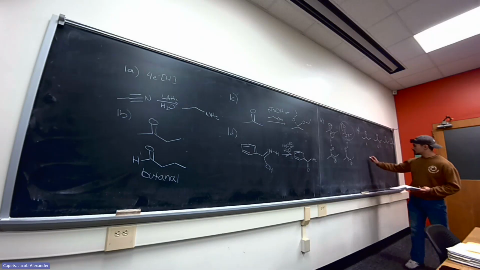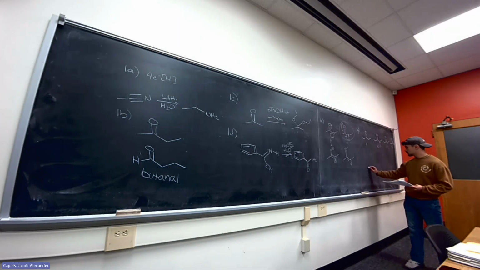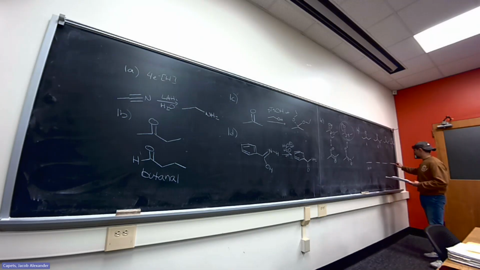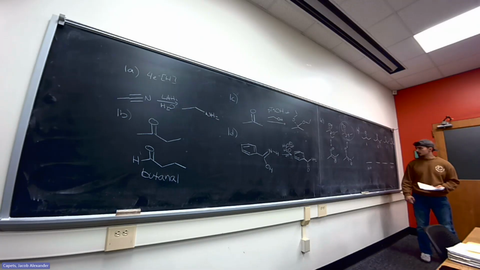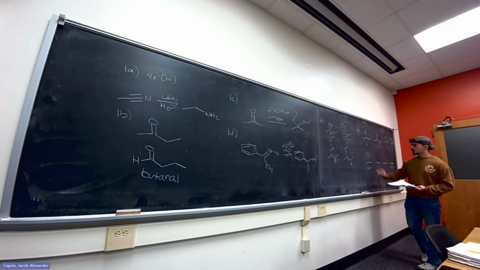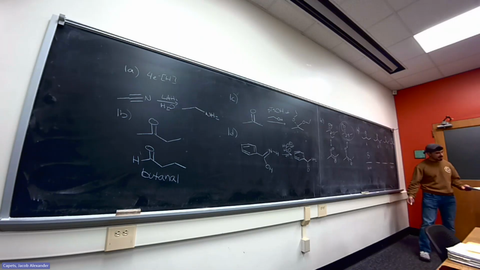So A, B, C, D, ranking from least to most reactive. The least reactive of these is the amide. The amide has pretty good resonance. They call peptide bonds the boring bond because they're not very reactive.